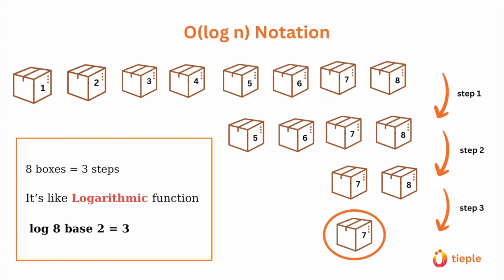This is like the math relation called logarithm. Here, log base 2 of 8 is 3. It tells us how many times we split the total number by 2, that is into 2 halves, to find our value. This smart trick is called divide and conquer, where we keep dividing until we find it.